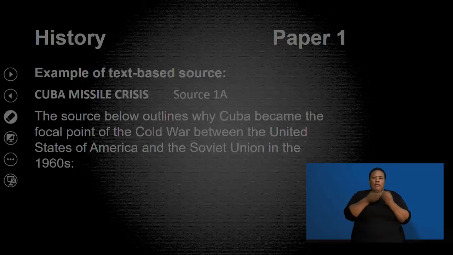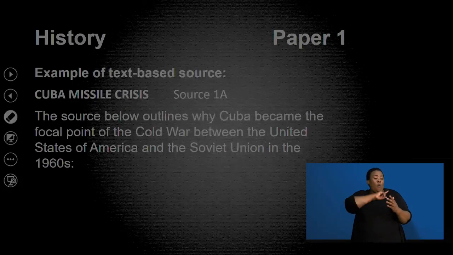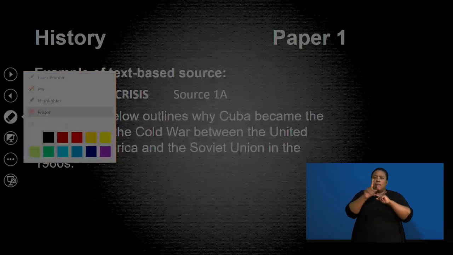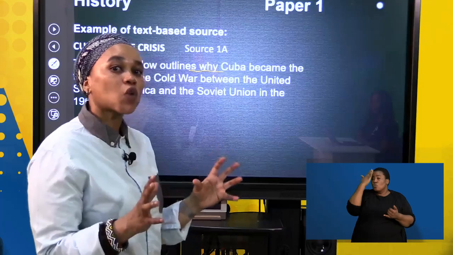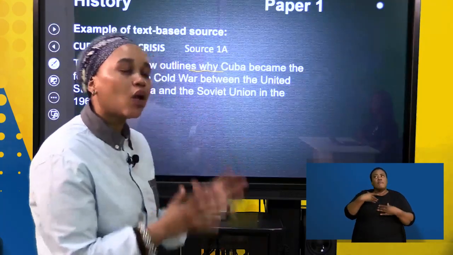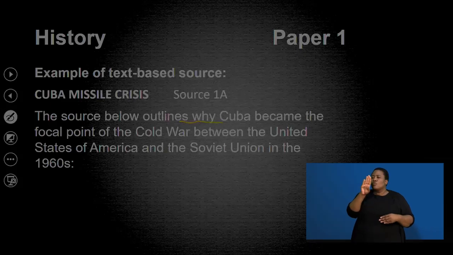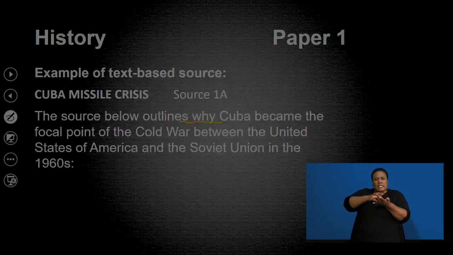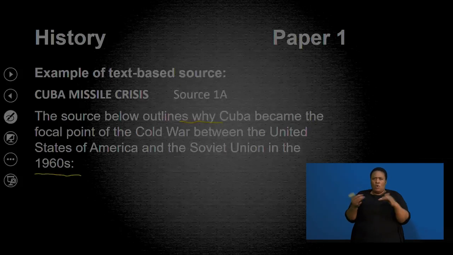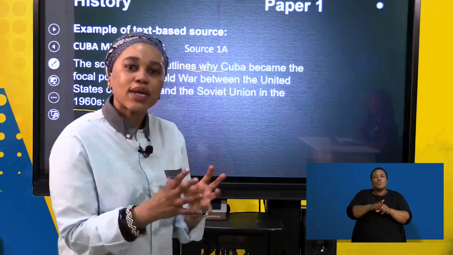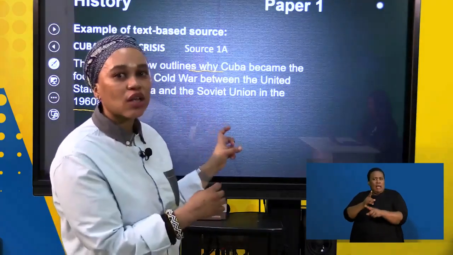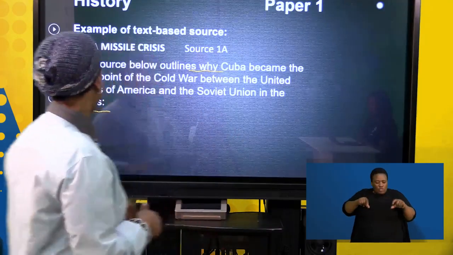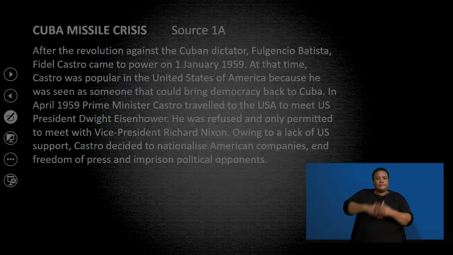It says, the source below outlines why Cuba became the focal point of the Cold War. So now, if you look at this, it says why. This is very important. So you already know, even before reading the source, that it's going to give you reasons why Cuba became the focal point of the Cold War between the United States of America and the Soviet Union, and it tells you that it's in the 1960s. So already you have a lot of information that you can use in the answer just from reading the caption before you read the actual source.